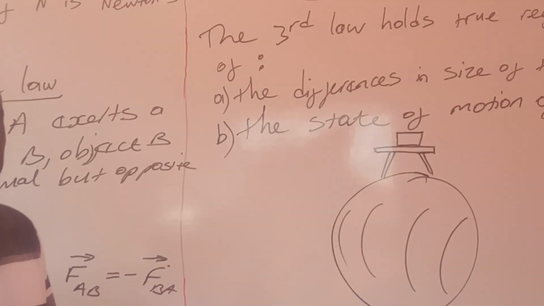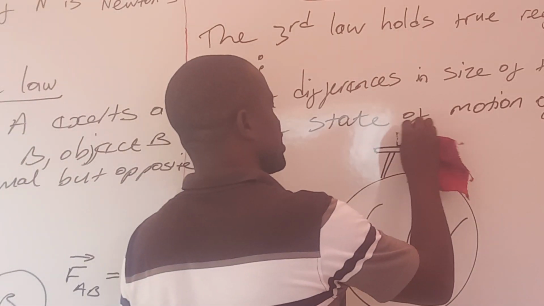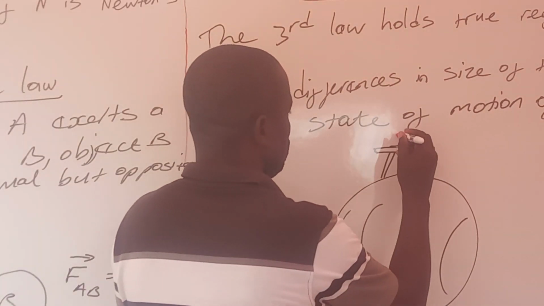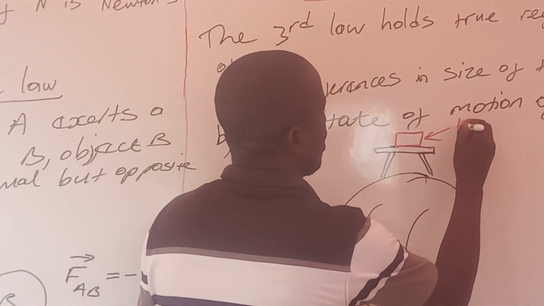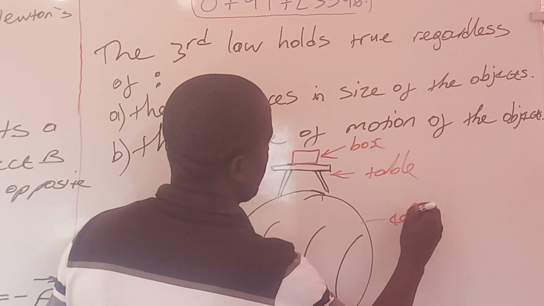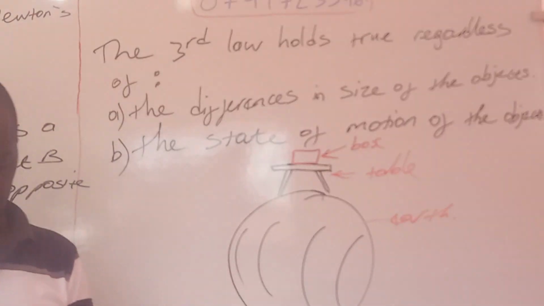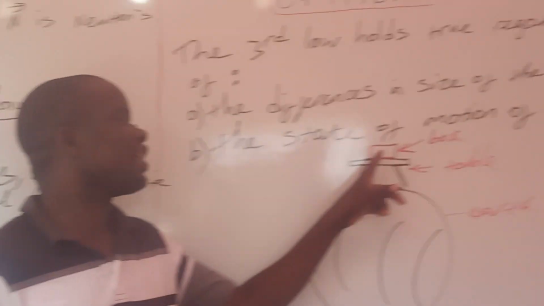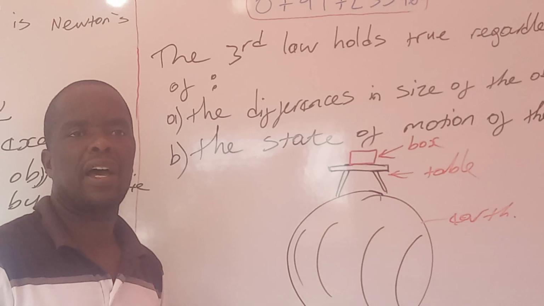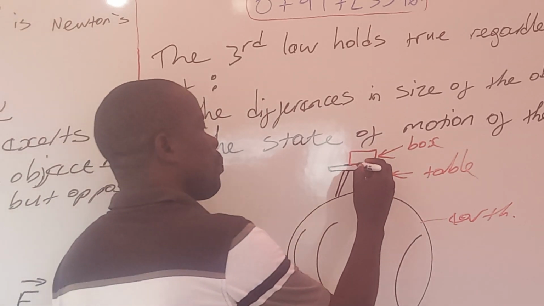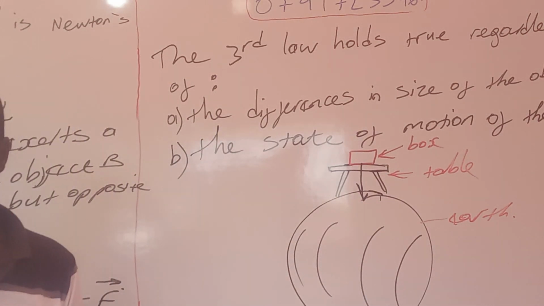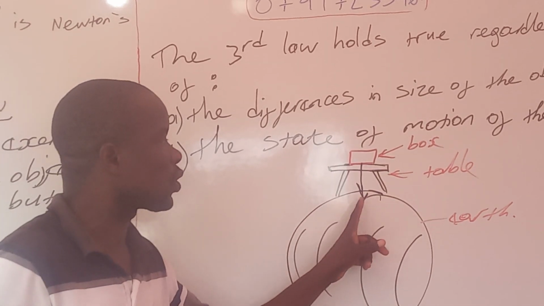Let me just use a different color for the box so that you can see it clearly. If I put a box, this is our box, this is a table, and this is our Earth here. I want you to look closely. Now, our box is being attracted by the Earth. It means that the box is being pulled towards the Earth like that.